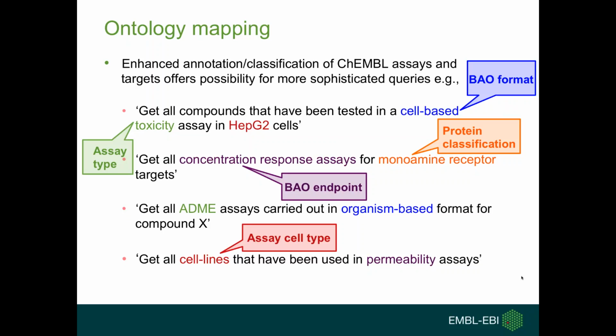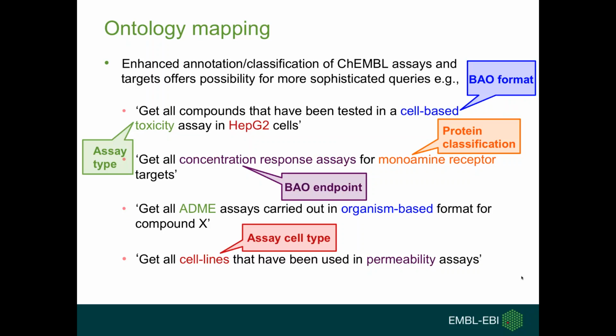We use the bioassay ontology to classify things like the assay format, so whether it's a cell-based assay, tissue-based assay, an in vivo assay. We also classify the endpoint types, so we use the bioassay ontology terms for things like IC50s, Kis. We have assay types that we assign each assay a type of either binding, functional, toxicity, or ADME measurements, so you can group the assays that way.